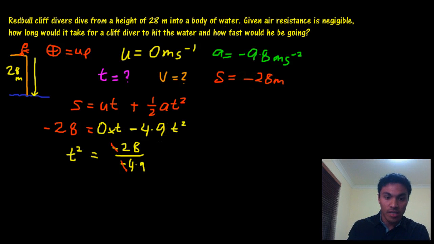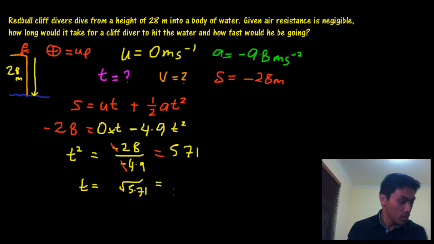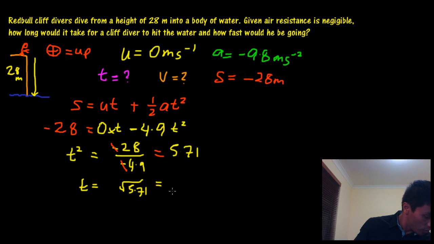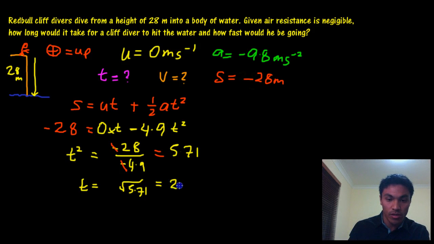So t squared is going to be 5.71 seconds squared, which is t squared, so t will just be the square root of 5.71. Let's have a look, square root button. Our answer is going to be 2.39 seconds. Very easy.